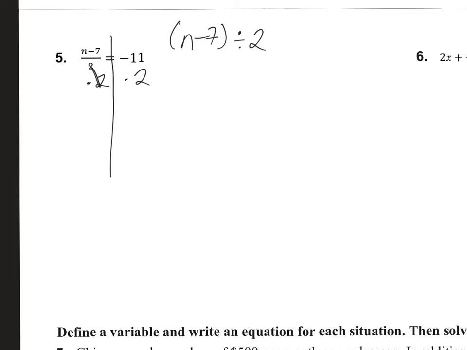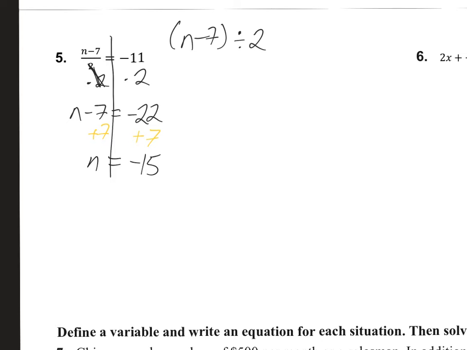So these 2's are going to cancel. So I have n minus 7 equals -11 times 2 is -22. How am I going to get rid of that 7? I'm going to add. So I'm going to do plus 7 plus 7. So that tells me that I'm going to have n equals -22 plus 7 is -15.